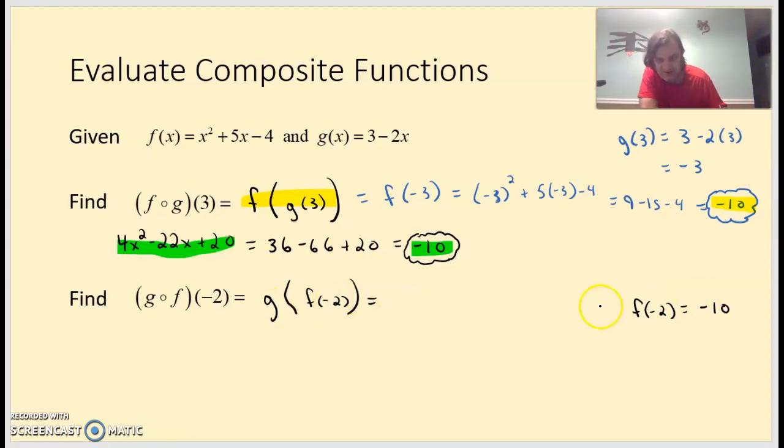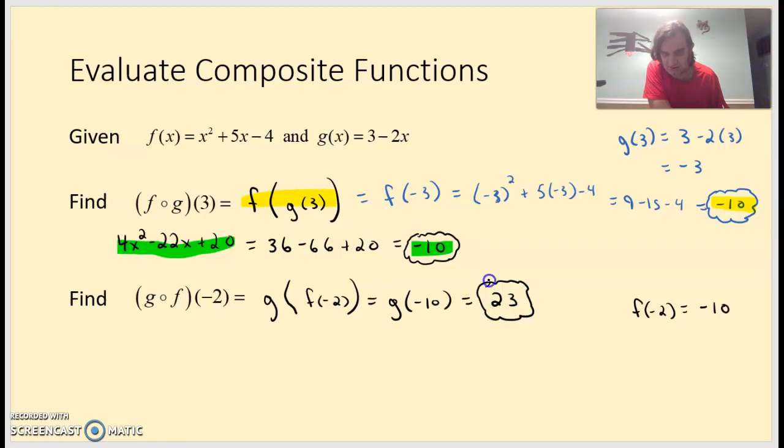f of negative 2 was negative 10, so now I'm trying to find g of negative 10. So when I figured out what f of negative 2 was, I'm going to take it and plug it into g. And in this case, that'll be 3 minus 2 times negative 10, so it'll be 3 plus 20, so it looks like I get 23.